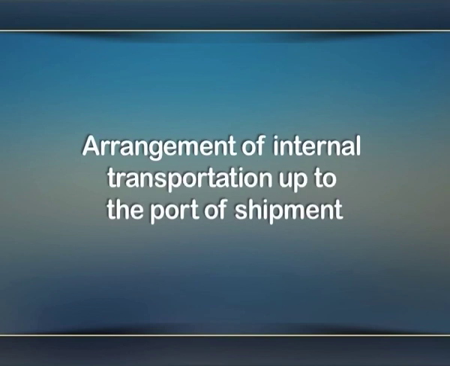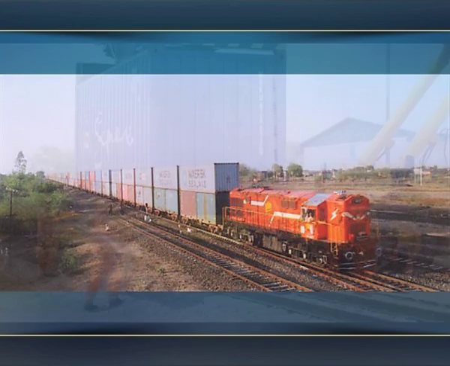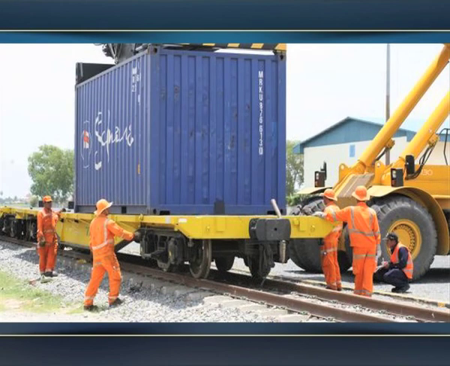Arrangement of internal transportation up to the port of shipment. The exporter makes necessary arrangements for transportation of goods to the port either by road or railways. On loading goods into a train wagon, the railway authorities issue a railway receipt which may be either freight paid or freight to pay. It serves as a title to the goods. The exporter endorses the railway receipt in favor of his agent to enable him to take the delivery of the goods at the port of shipment.